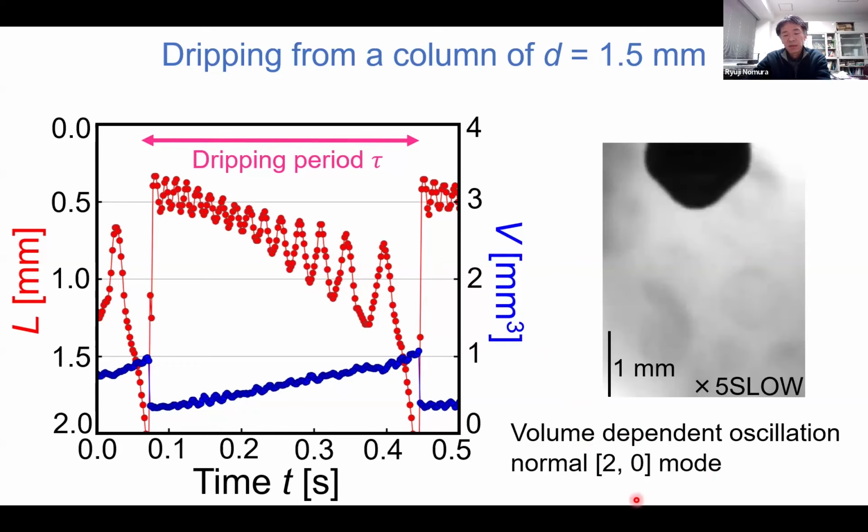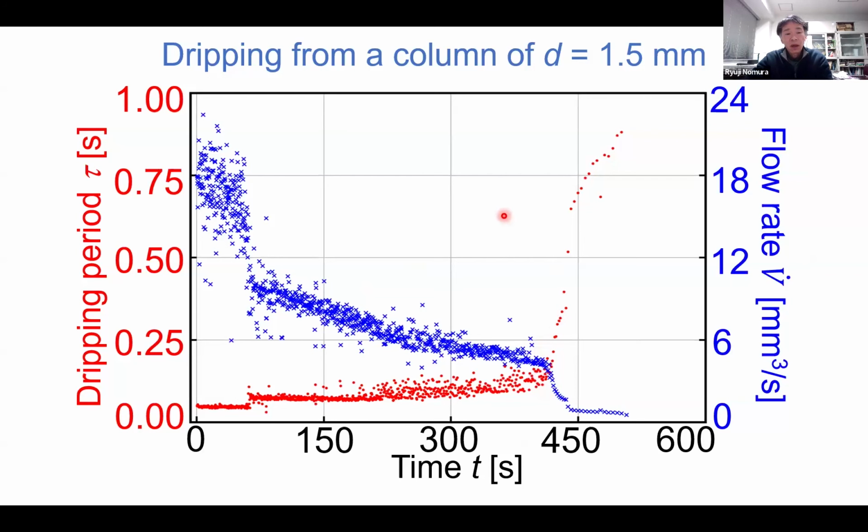In the pinned case, the behavior becomes closer to the water oscillation. So I measured the dripping period as a function of time for the pinned case of the column of 1.5 millimeter. And the blue dots are the flow rate. The flow rates are gradually decreasing. Even if we have a gradual change, we don't have any step-like change in dripping period tau for this case.